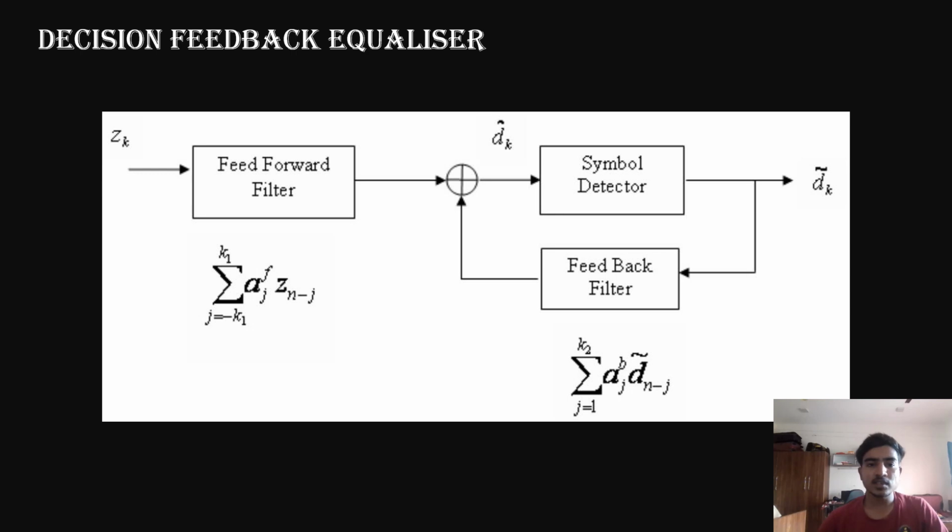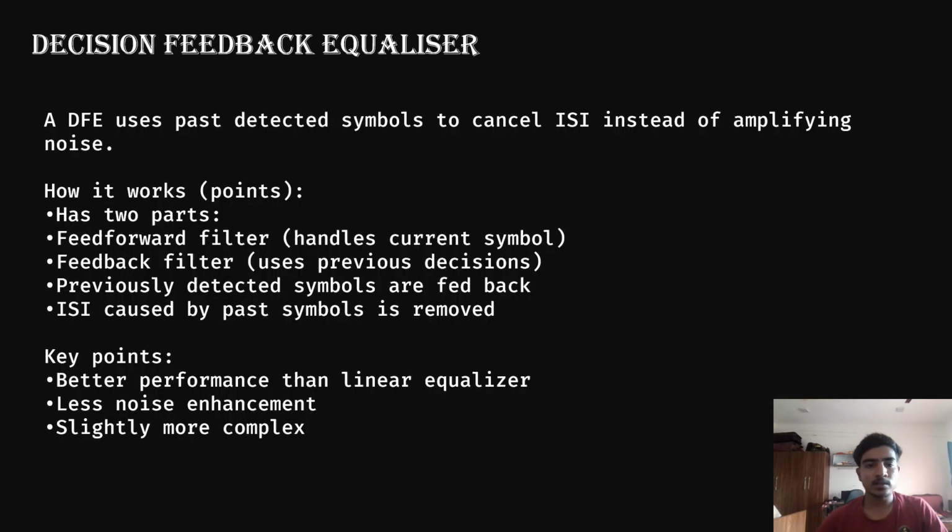This is the decision feedback equalizer. It contains a feed forward filter and a feedback filter, and this is the symbol detector. We will see the points now. The decision feedback equalizer uses past detected symbols to cancel ISI instead of amplifying noise. We will see how it works.